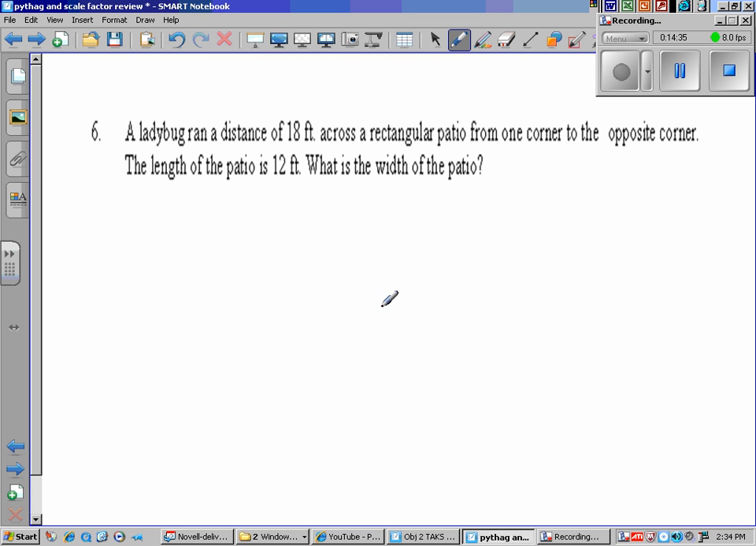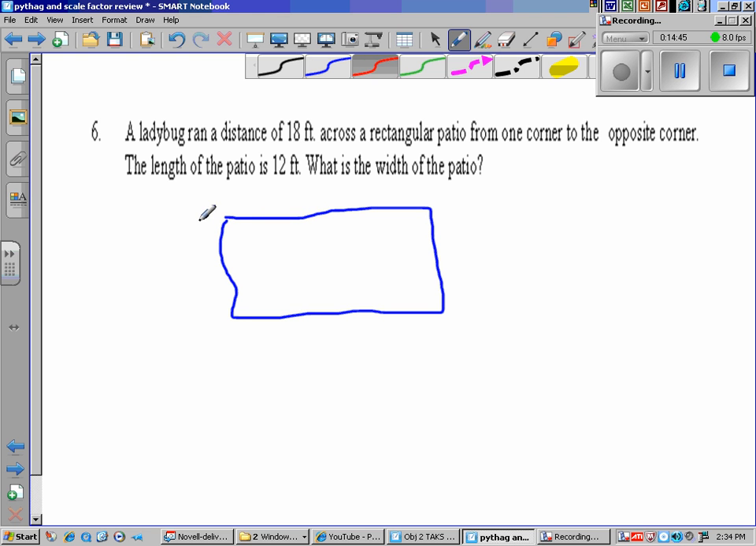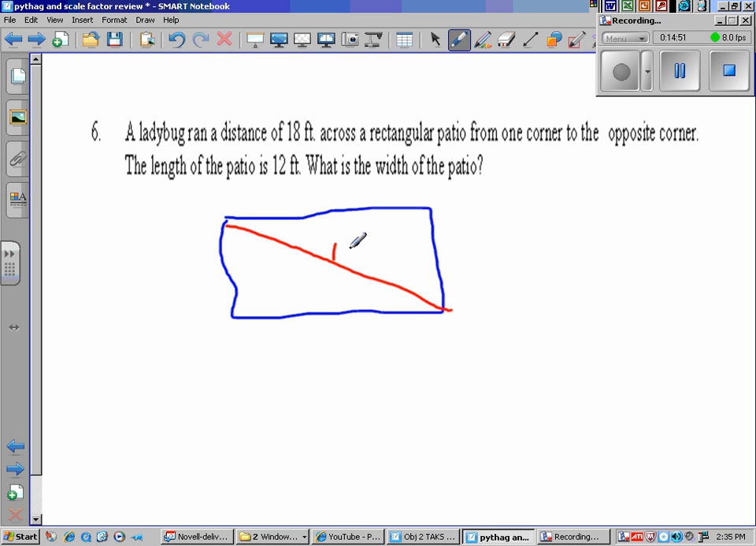On the next one, on number 6, it says a ladybug runs the distance across a rectangular patio. So let me, oh, nice rectangle, huh? Let's draw one the best I can here. Now, the ladybug goes across a rectangular patio from one corner to the opposite corner. That means it's the hypotenuse. Okay, so there's my 18. The length of the patio is 12, so I'm going to make this 12. What is the width? I don't know this.